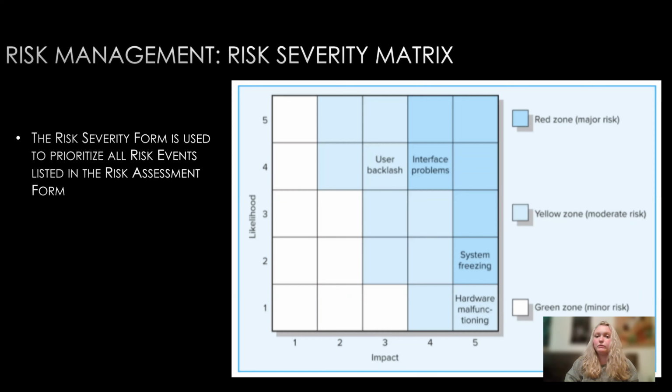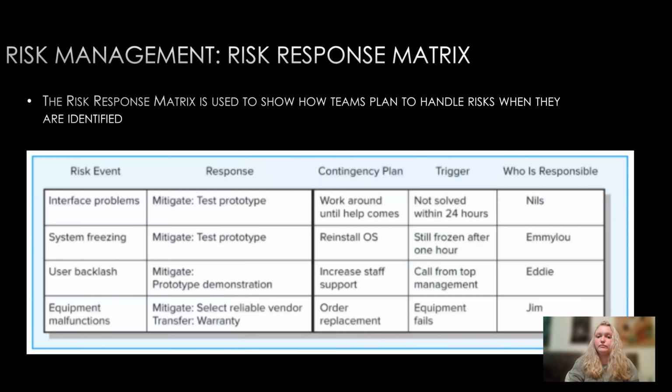The risk severity form is used to prioritize all risk events listed in the risk assessment form. It uses the likelihood and impact readings from the risk assessment to show the severity. As you can see from the example, a risk severity form is shown as a 5x5 box representing different levels of impact and likelihood. It allows the project manager and team to use a basis for which risk events to address based on which severity zone they are in.